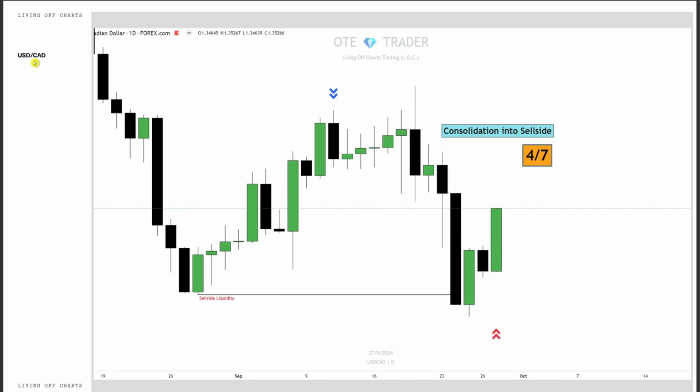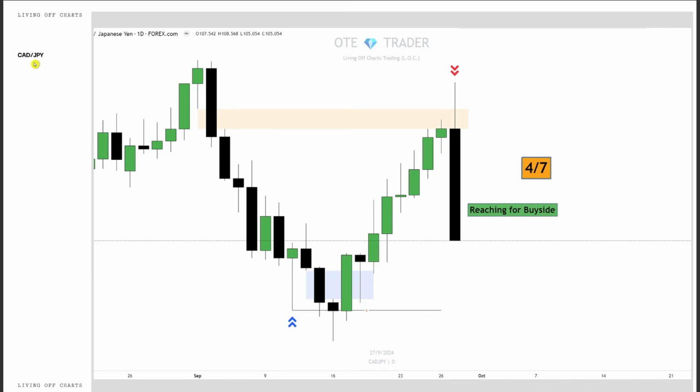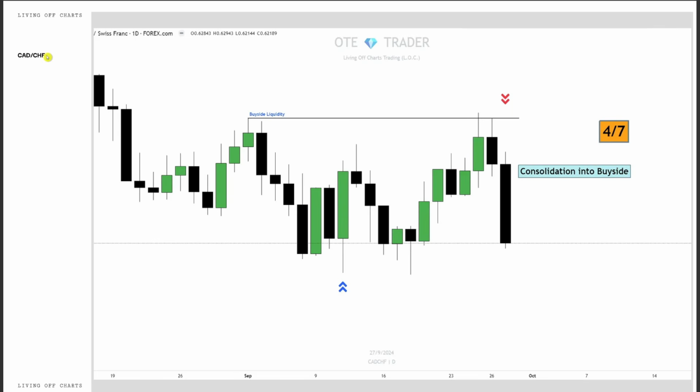Then we have the ticker USD CAD. Again, this one was consolidating, right? So consolidation into sell side, 4 out of 7. And then we have CAD JPY. Again, remember, right? CAD is now the first one in the symbol, not the second one. So CAD reaching for buy side here is against that order flow from the previous pairs. And so we're 4 out of 7 here. And then CAD CHF again, also consolidation into buy side, 4 out of 7.